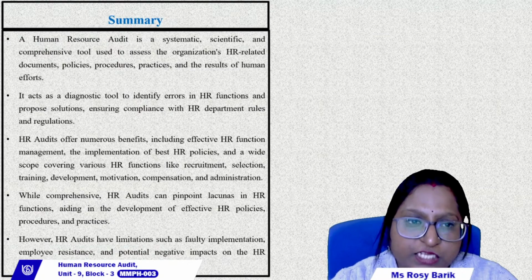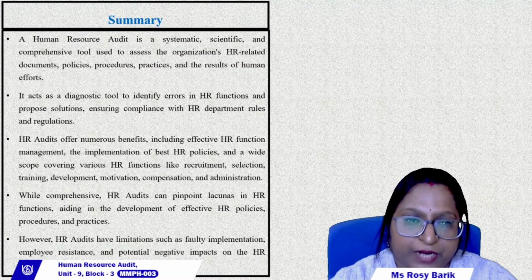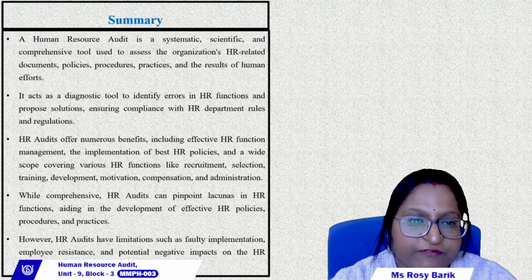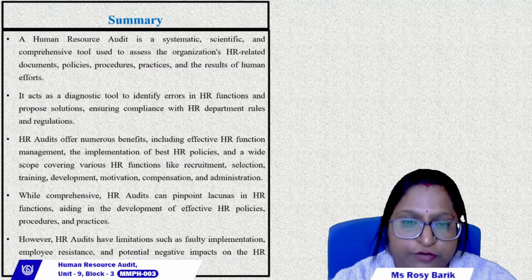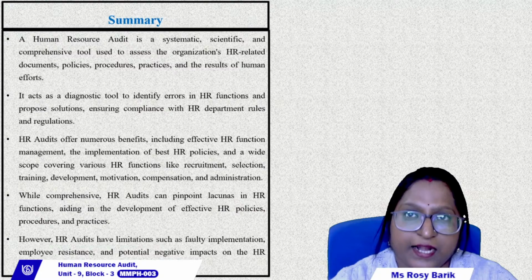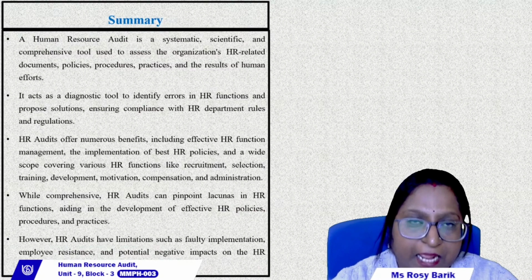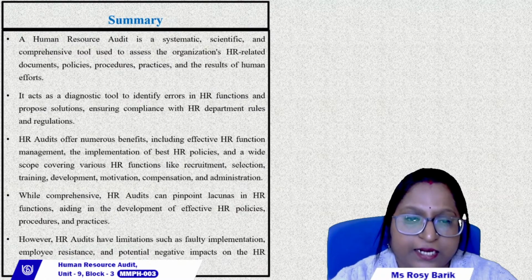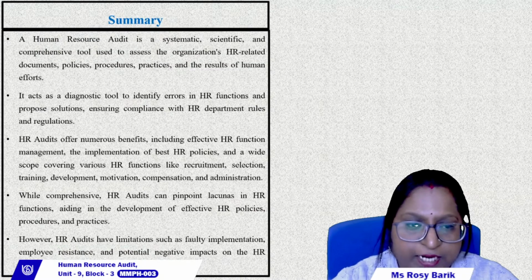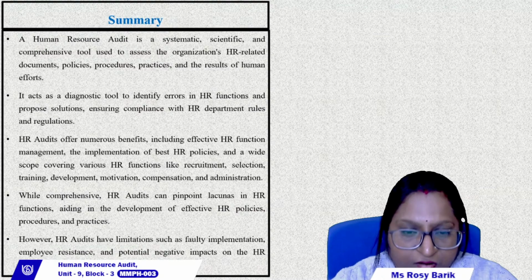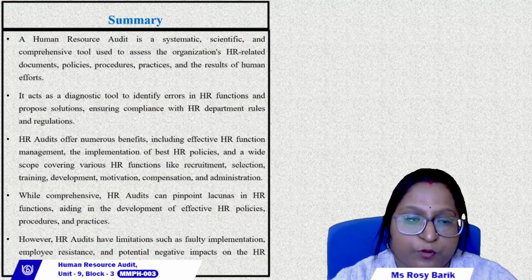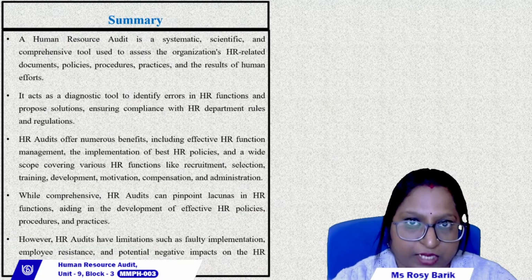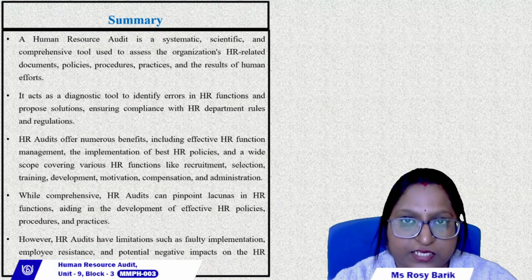The HR audit offers numerous benefits, including effective HR function management and implementation of best HR practices, and a wide scope covering various HR functions like recruitment, selection, training, development, motivation, compensation, and administration. While a comprehensive HR audit can point out the lacunae in the HR functions, it aids the development of effective HR policies, procedures, and practices. Through this HR audit, there are certain limitations such as faulty implementation, employee resistance, and potential negative impacts on the HR department's image. So these are all about our human resource audit.